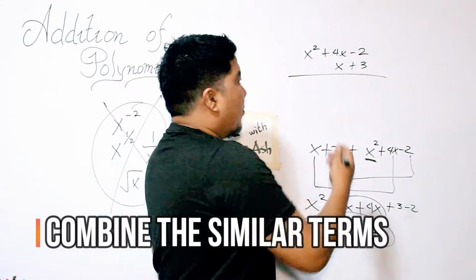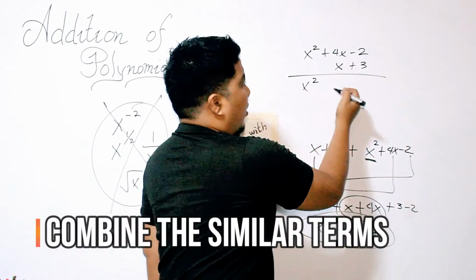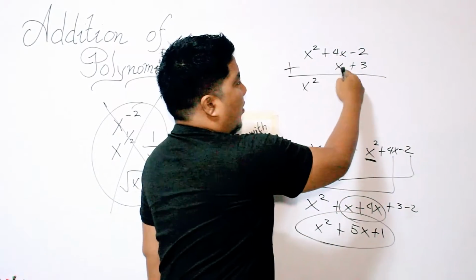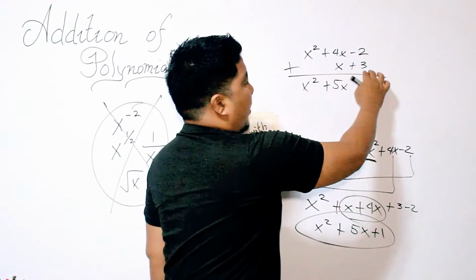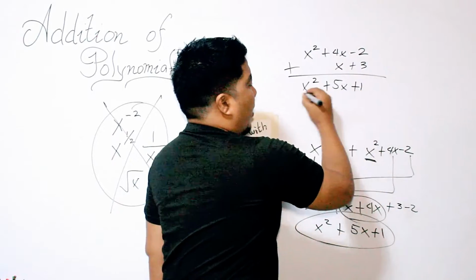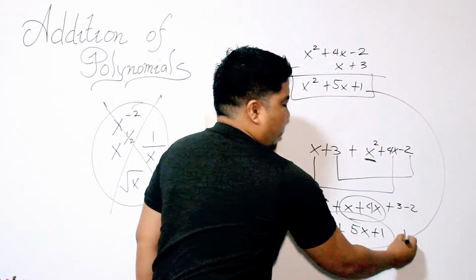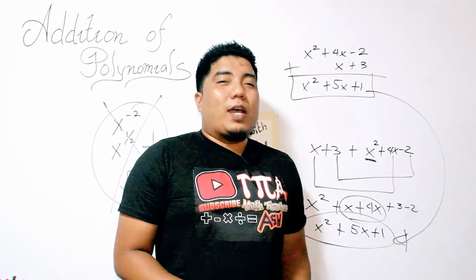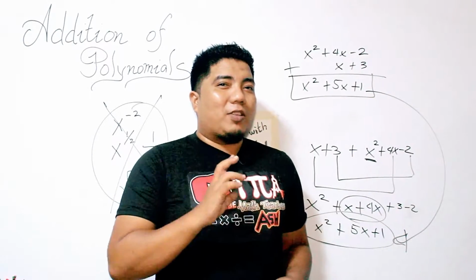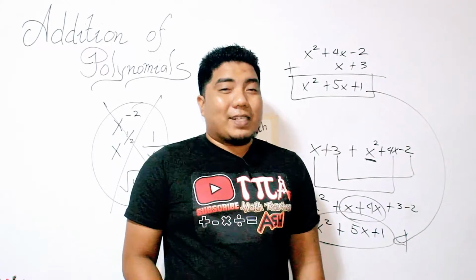Now you just add them. So this one you bring down. 4x plus x, that is positive 5x. Negative 2 plus positive 3, that is positive 1. And they are just the same. Easy, right? Now, for us to have a concrete understanding about this topic, let's consider some examples.